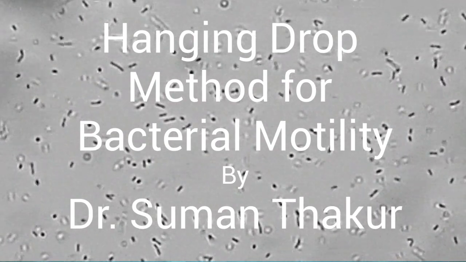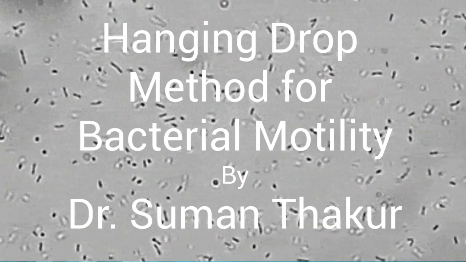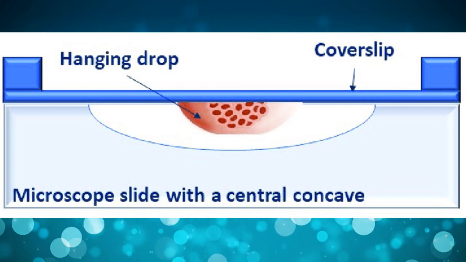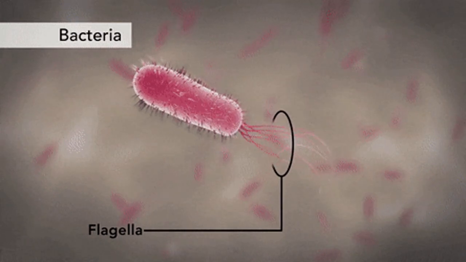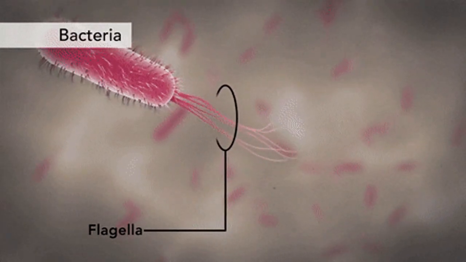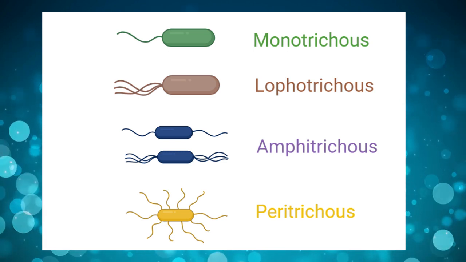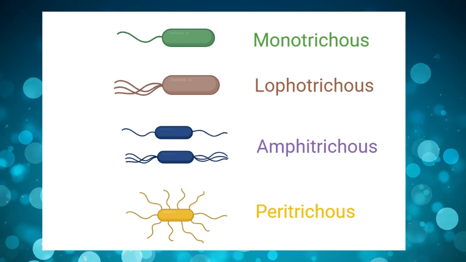Hello everyone. In today's video, I'll show you how we check the bacterial motility under a microscope. The method that we use is called hanging drop method. This helps us in identifying bacteria that are motile because of presence of one or more flagella. The flagellar arrangement around the bacteria gives them specific types of motility.